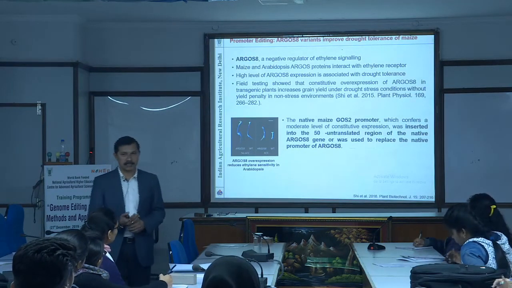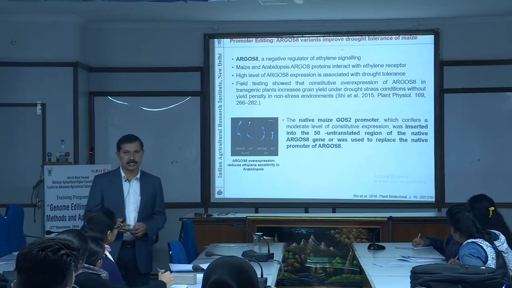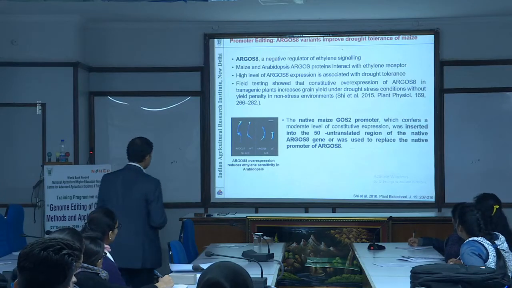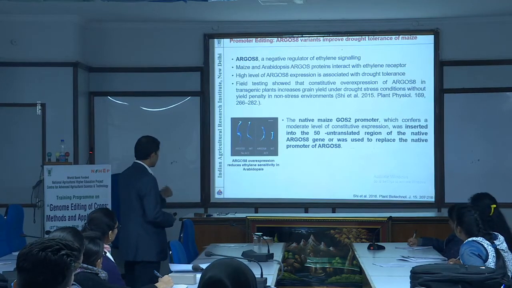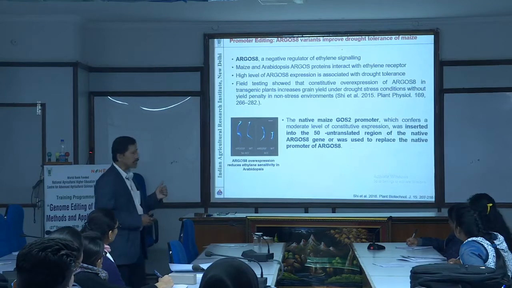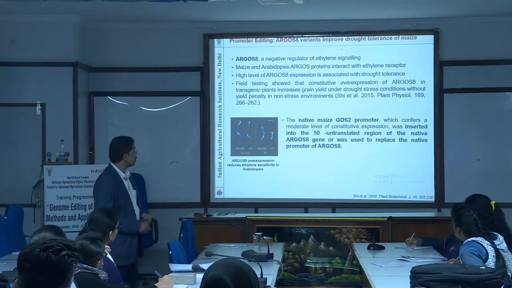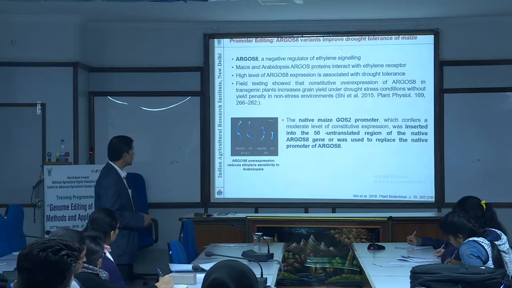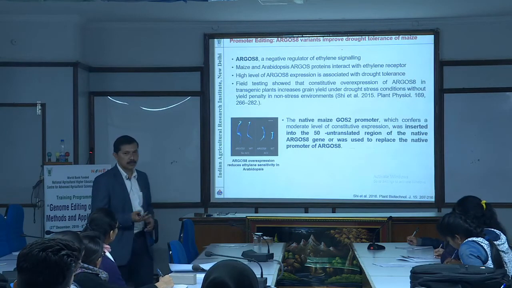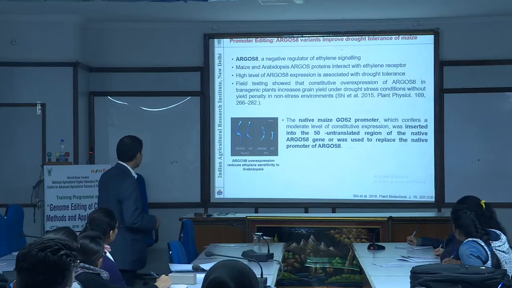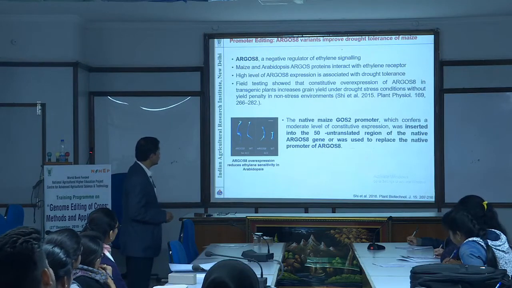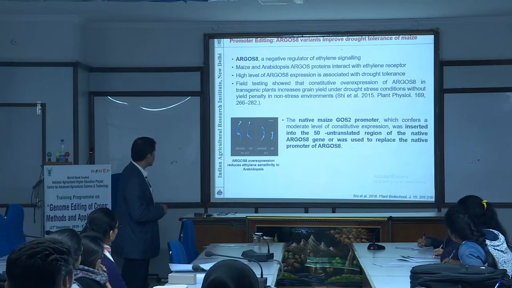Ethylene is one of the classical plant hormones which is induced under several stress conditions and during development, and if ethylene is induced, it will reduce the root growth, and it will induce the cell death process. So if we can suppress the ethylene signaling, several evidences have shown that we can promote the stress tolerance of the plant. In this case, the Argos 8 gene was selected for this purpose. This is a negative regulator of ethylene signaling.